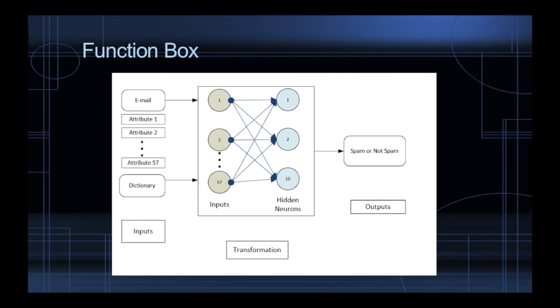This is our function box. On the right-hand side are the inputs to our function, which includes the email and the 57 attributes of each email, as well as the dictionary that has the established words that we identified as token words for spam. The transformation part of the box is our neural network hidden layer map. The 57 attributes are all going to the 10 hidden layers. On the left-hand side are the outputs. Our neural network will be outputting whether the email is spam or not.